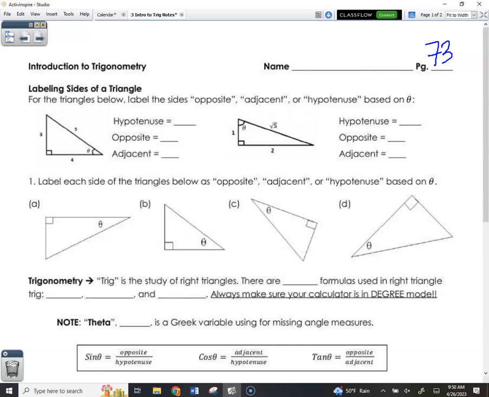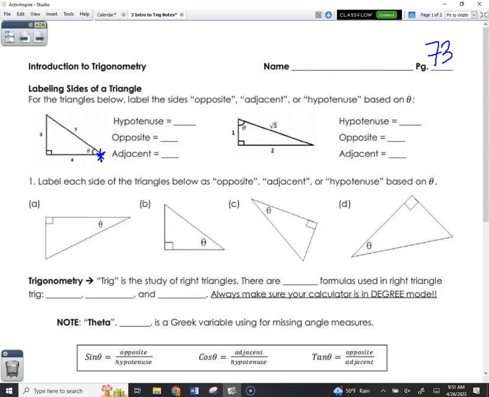First, at the top of the paper is something you should already be able to do, because it is yesterday's lesson. For the triangles below, I want you to label the sides opposite, adjacent, or hypotenuse based on theta. So, looking at the first triangle, it's kind of hard to read, but that's a 3, 4, 5 triangle, and theta is in this bottom corner right here.